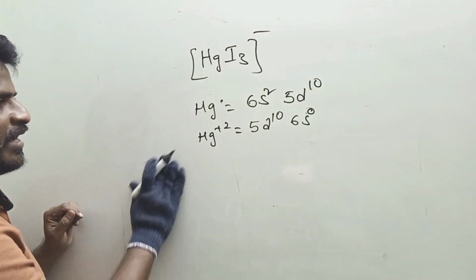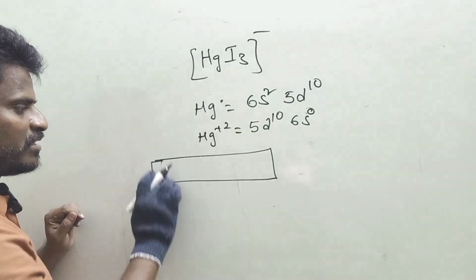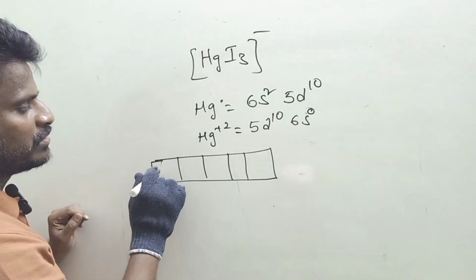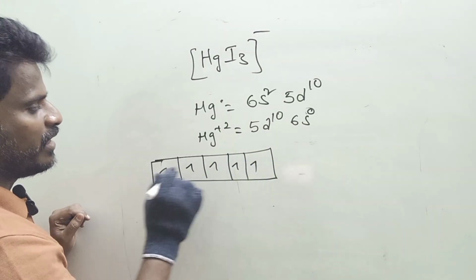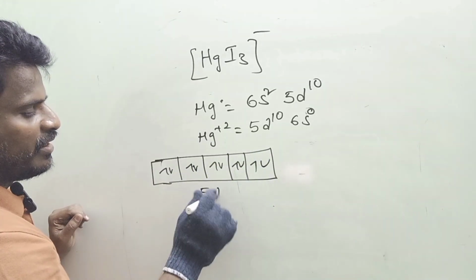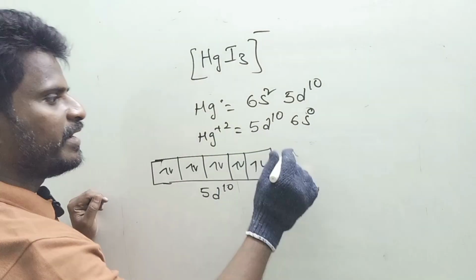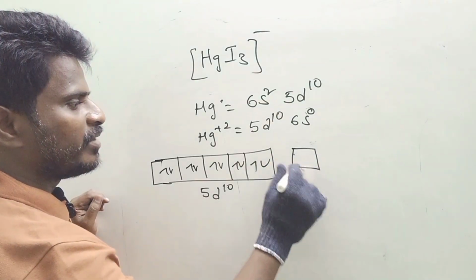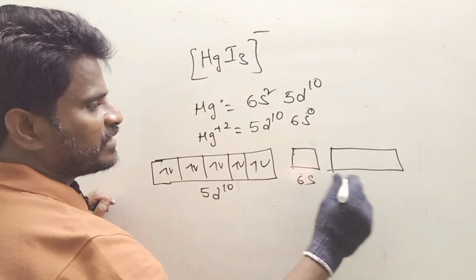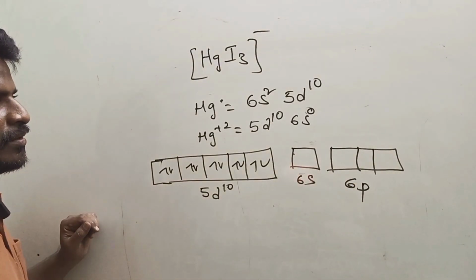It is the 5d10 orbital representation. D has 5 subshells and each subshell has 2 electrons: 1, 2, 3, 4, 5, 6, 7, 8, 9, 10. It is the 5d10 electronic configuration. After 5d10, the 6s orbital is in empty state and 6p orbitals are also in empty state.